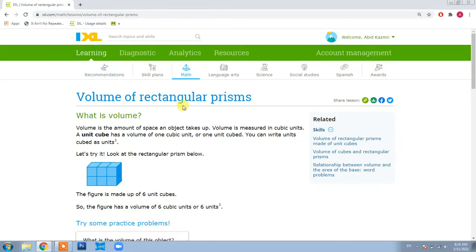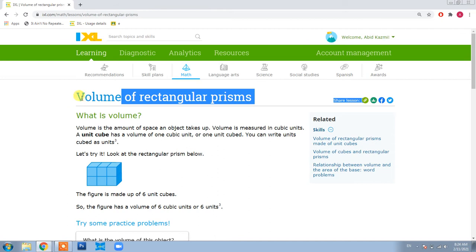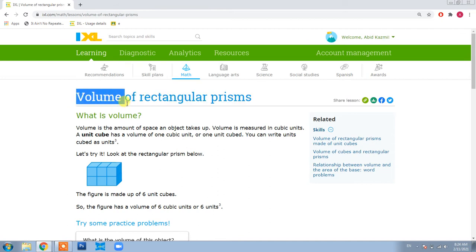Today we're going to discuss one of the very useful concepts of mathematics: volume. Specifically, the volume of a rectangular prism. You have learned about rectangular prisms in our last assignment and in our last videos as well, but there you worked on their surface area. In this video and in this assignment, you are going to work on the volume.